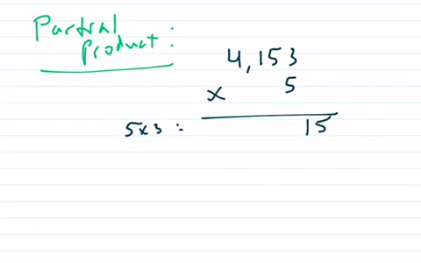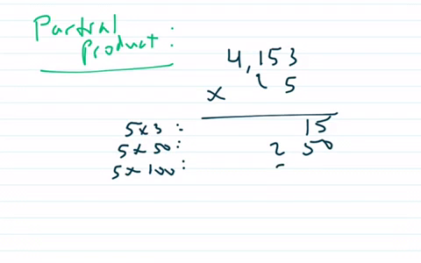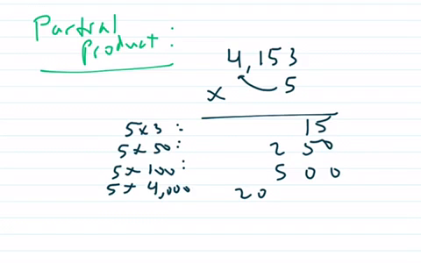The next piece is going to be 5 times 5, right here, 5 times 5. But that's not a 5, that's a 50, so it's 5 times 50. We're going to get 250. Then our next problem is going to be 5 times 1, but that's 5 times 100. And 5 times 100 is 500. Then our final piece is 5 times 4, but that's 5 times 4,000. So again, 5 times 4 is 20, and then our 3 zeros. 5 times 4,000 is 20,000.